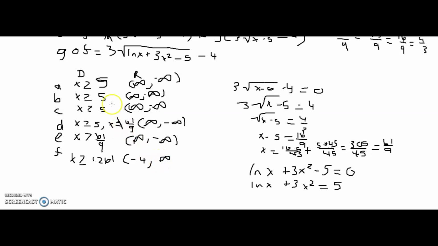And so yeah, that's how to compose functions, and that's how to find the domain and range of operations of functions.